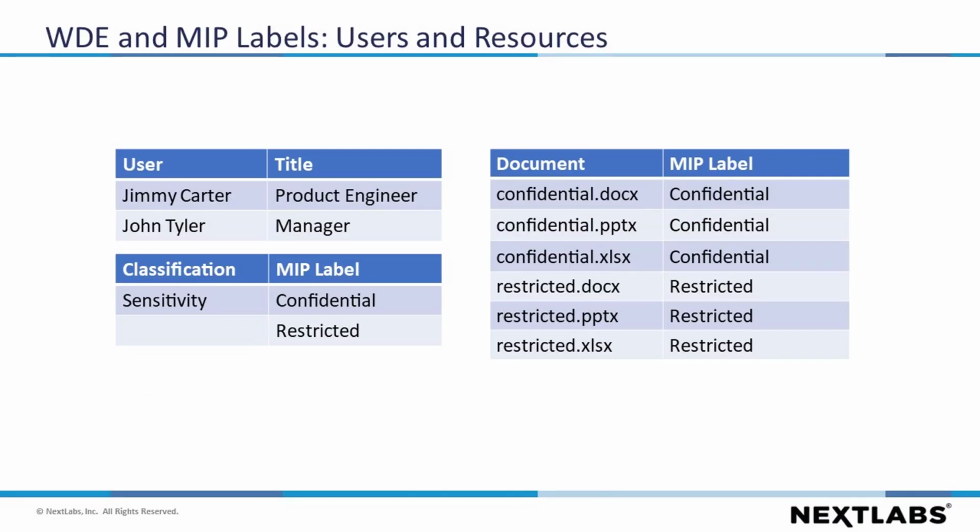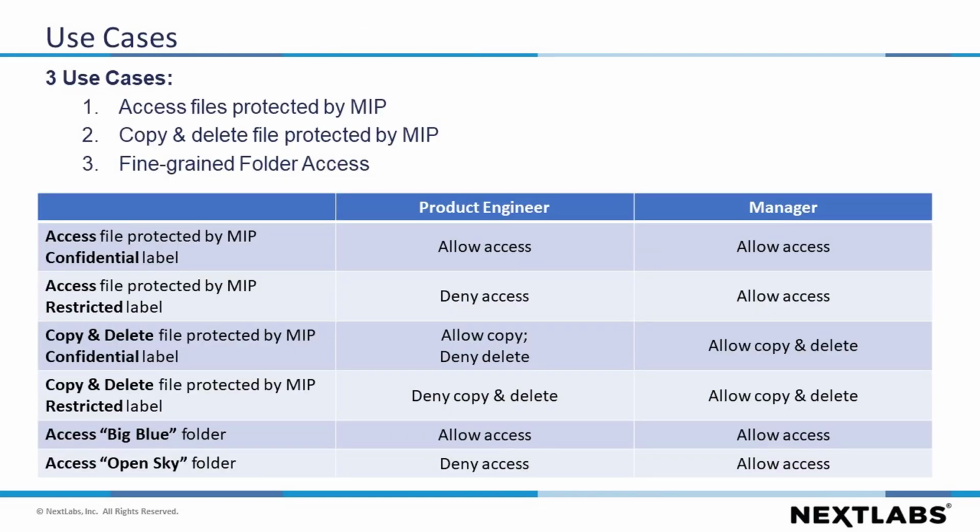There are two users set up in this demo. Jimmy Carter is a product engineer and John Tyler is a manager. We will use Azure Information Protection Client to classify files with sensitivity labels. Here, you will see that the files are classified with confidential or restricted MIP sensitivity labels. We will demonstrate three use cases.